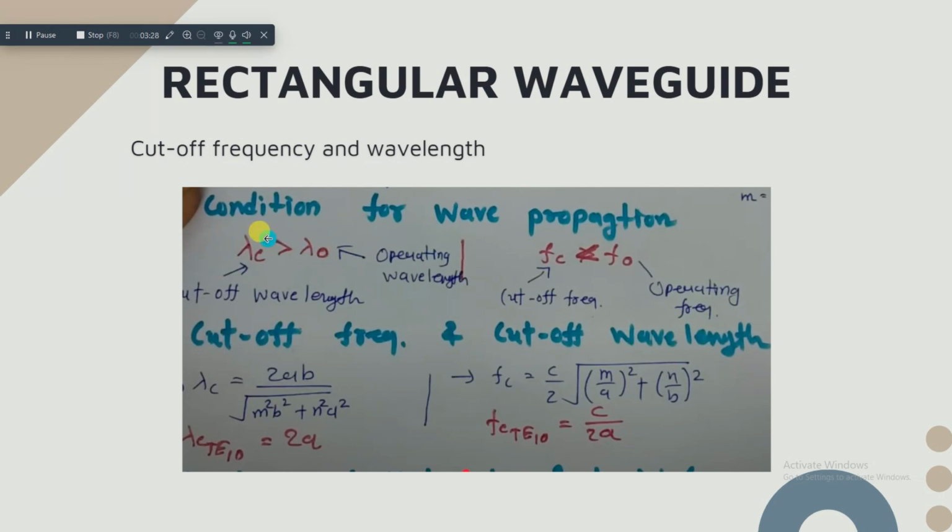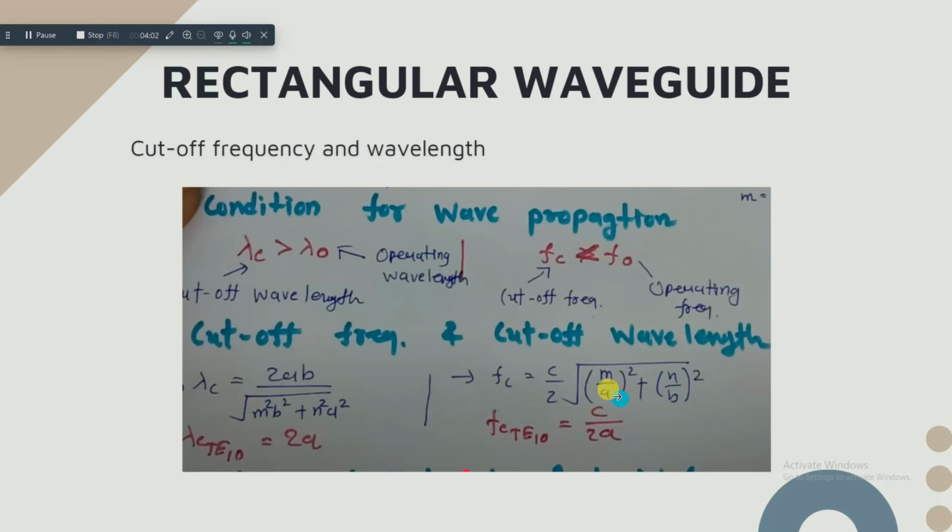Okay, moving on to cutoff frequency and cutoff wavelength. The condition for wave propagation is that the operating wavelength must be greater than the cutoff wavelength, and vice versa, the cutoff frequency must be less than the operating frequency. What are the formulas for these? The cutoff wavelength formula is here: 2ab by root over m squared b squared plus n squared a squared, and the cutoff frequency is here.